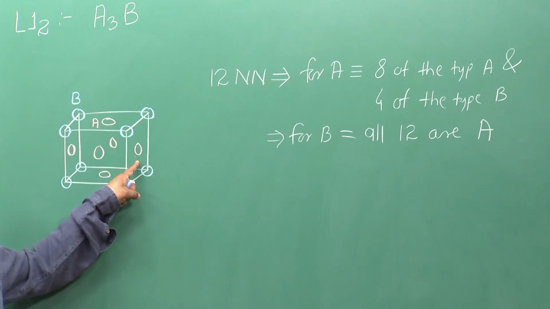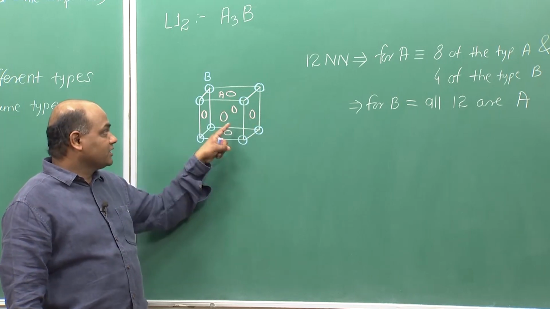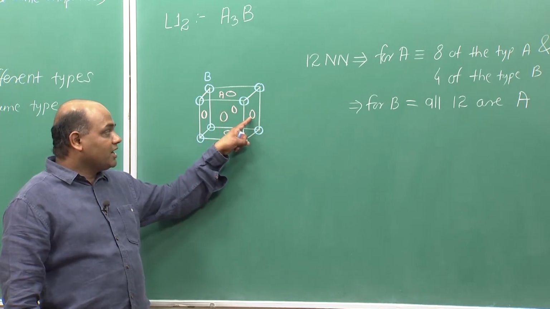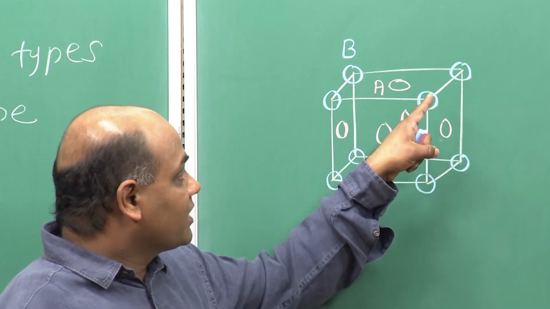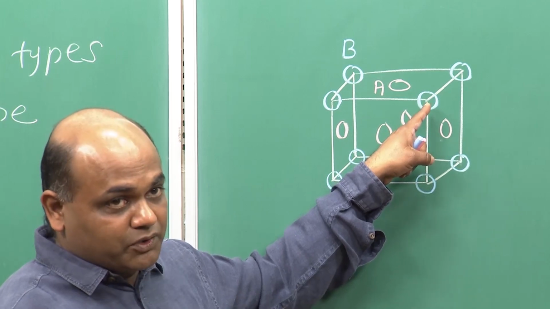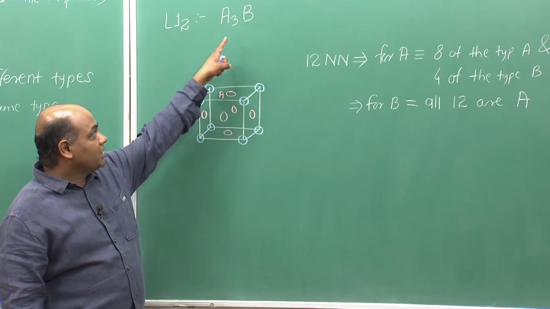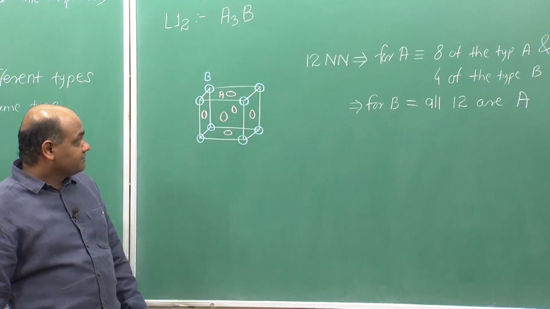Since each face is shared by 2 cubes and there are 6 faces, there are a total of 3 atoms per cube here of type A, and each corner again is shared by 8 cubes. So, there is only 1 B atom per cube. So, the stoichiometry of A3B type is maintained by this type of structure.